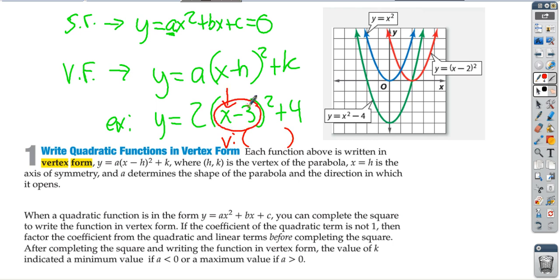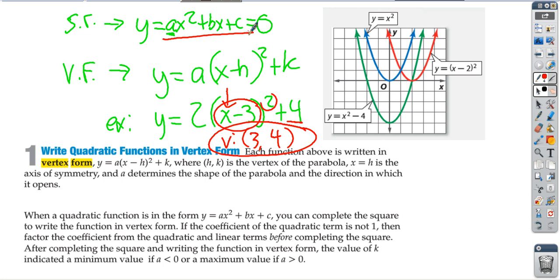And obviously x equals 3 would make that 0. 3 minus 3 is 0. And then you have 0, the whole thing squared, times 2. That's still 0. Plus the 4 out there would be 4. That's the y-coordinate of the vertex. So it's very easy to locate the vertex when something's written in vertex form. It's not as easy if you had it written in that form right there.